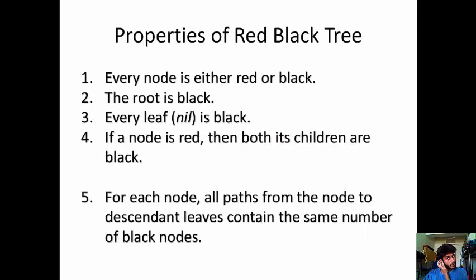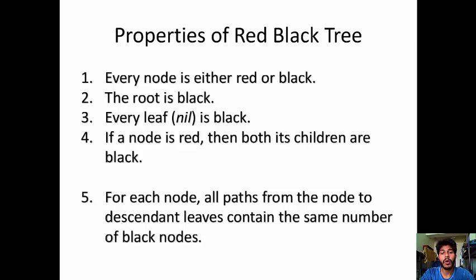So coming to the properties, what are the properties of a red black tree? Every node is either red or black. It is the basic rule of a red black tree that every node should be either red or black. Starting from the root, the root node must always be a black node, and in the same way, every leaf node, that is the lowest node, should also be black. If a node is red, then both its children should be black.